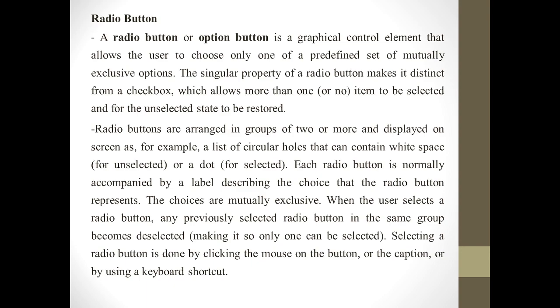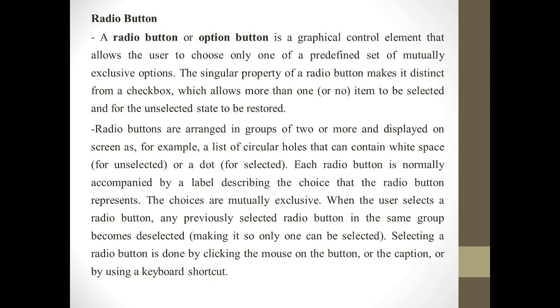Radio buttons are arranged in groups of two or more and displayed on screen as, for example, a list of circular holes that can contain white space for unselected or a dot for selected. Each radio button is normally accompanied by a label describing the choice that the radio button represents. The choices are mutually exclusive.